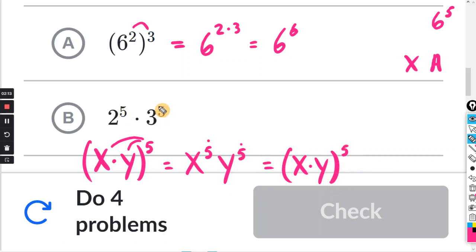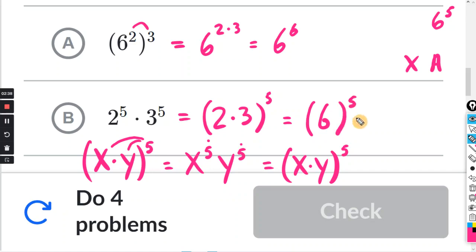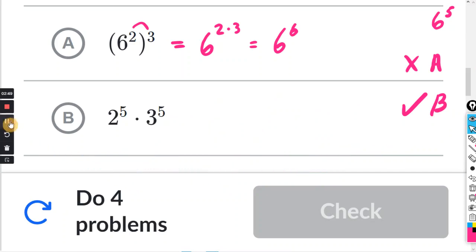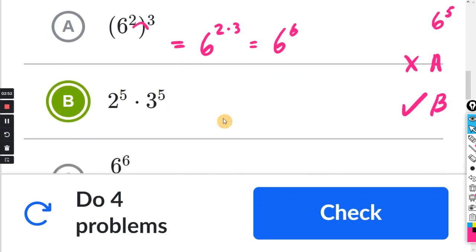Now, in this case here, both of these are to the power of 5. 2 to the 5th times 3 to the 5th. So we can also say this is the same as 2 times 3 to the 5th. Okay, that 5 is still applied to both the 2 and the 3. But we know that 2 times 3 is just 6. So that's the same as 6 to the 5th. And that is exactly what we want. So answer B is one of the correct answers. All right, so I'll click on B, but I have to find one more correct answer.